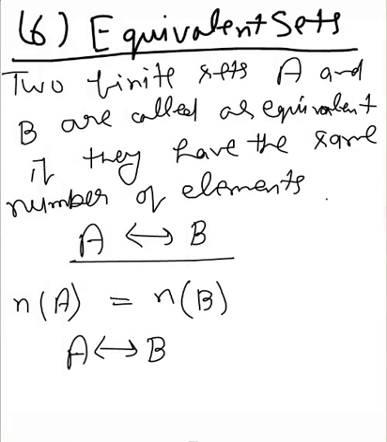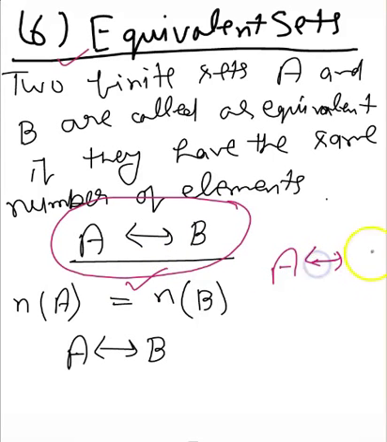Moving to the next type of set, that is the equivalent set. Suppose there are two sets, set A and set B. We'll call both sets equivalent if the cardinal numbers of both sets are the same. That means the number of elements in set A and the number of elements in set B are the same, then we'll say these two sets are equivalent sets. And we represent the equivalency symbol like this, that A and B are equivalent sets.